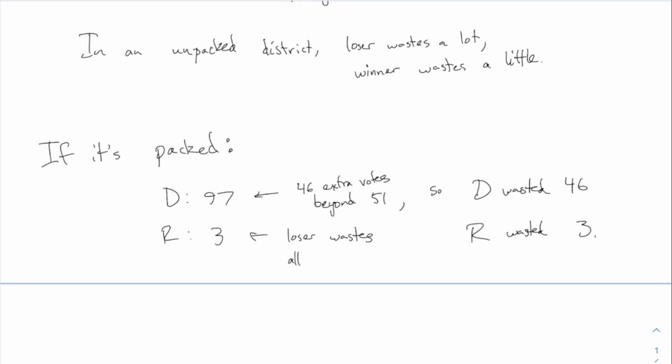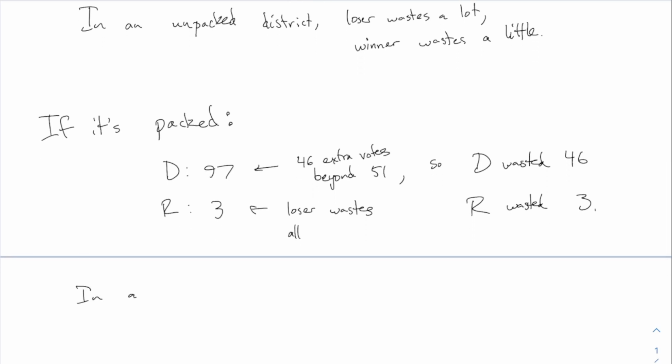And this is very different. Remember I said in an unpacked district, the loser wastes a lot, but the winner wastes only a little. It's totally the opposite in this case. When the district is packed, the winner wastes far more than the loser. All right? So in a packed district, the winner wastes a lot. It's the opposite. The loser only a little. All right, this is the basic idea.